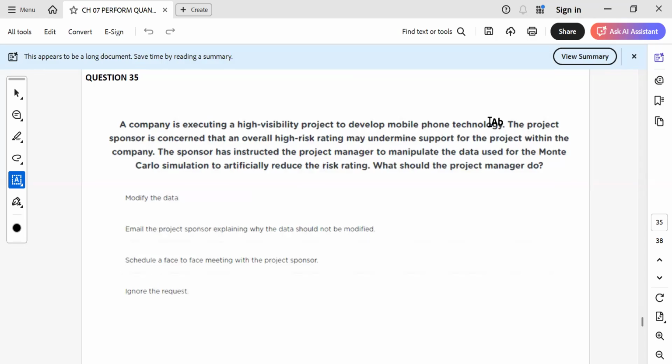A company is executing a high visibility project to develop mobile phone technology. The project sponsor is concerned that an overall high risk rating may undermine support for the project within the company. The sponsor has instructed the project manager to manipulate the data used for the Monte Carlo simulation to artificially reduce the risk rating. What should the project manager do? Modify the data, email the project sponsor explaining why the data shouldn't be modified, schedule a face-to-face meeting with the project sponsor, or ignore the request.